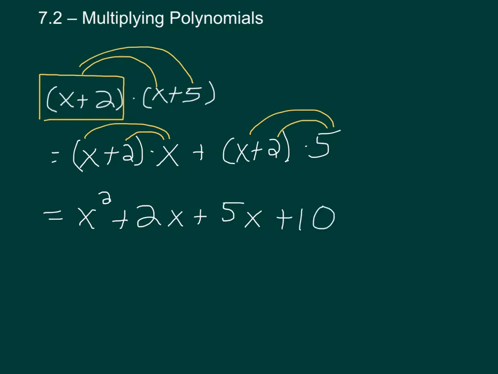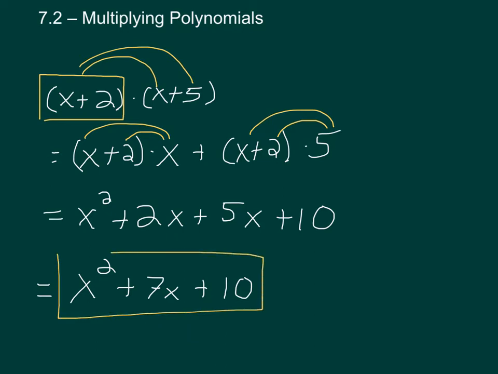From the second distributive property, I'll get 5 times x, which is 5x, and then 5 times 2, which is a positive 10. Now I just want to make sure that everything is simplified, so I'm going to combine any like terms that I can. The x squared stays as it is. 2x plus 5x combine to become 7x plus 10. And that is going to be my final answer.